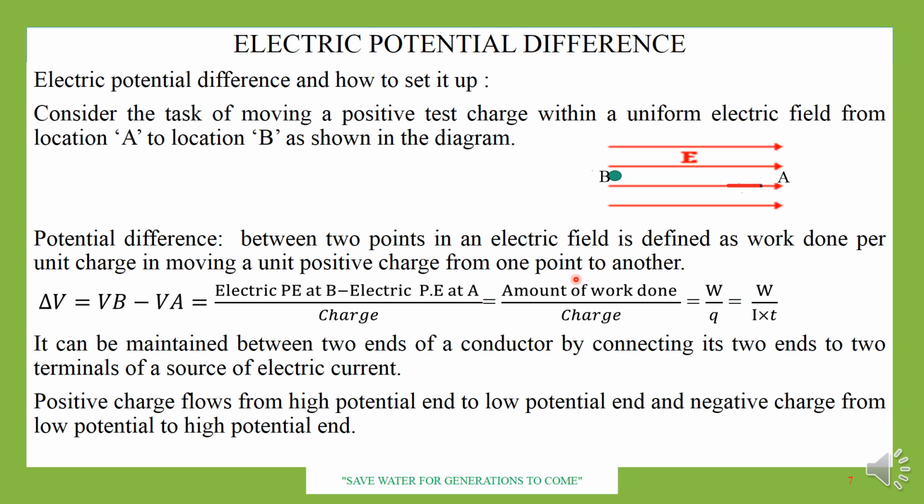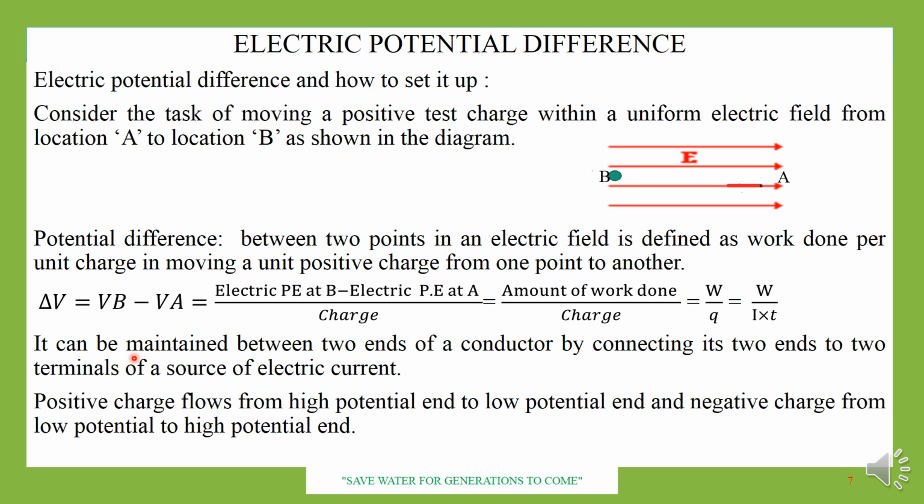Here it is written in the form of work done, the amount of work done upon charge. Work done is represented by W, and here the charge is Q, right? So the potential difference delta V equals VB minus VA, or we can say W upon Q. In the first session we discussed that electric charge Q is equal to I into T, where I is the electric current and T is the time. So in place of Q we can write W upon I into T. In numericals, sometimes we have to use this formula, right?